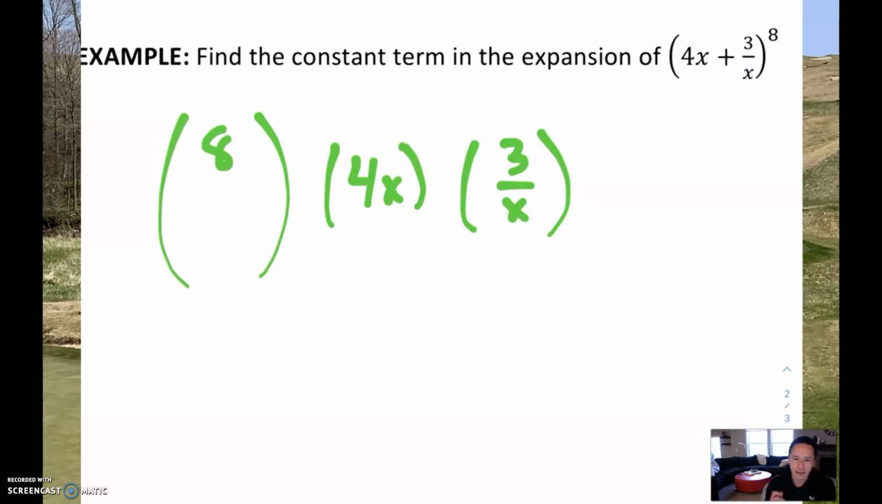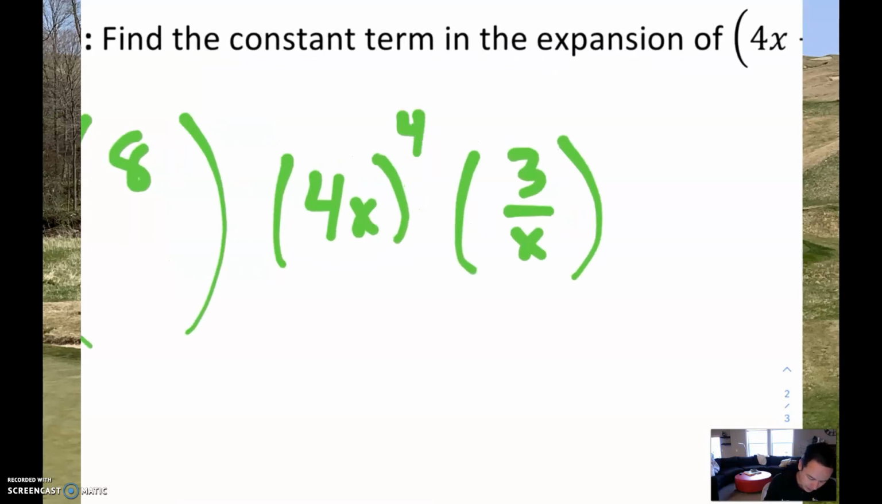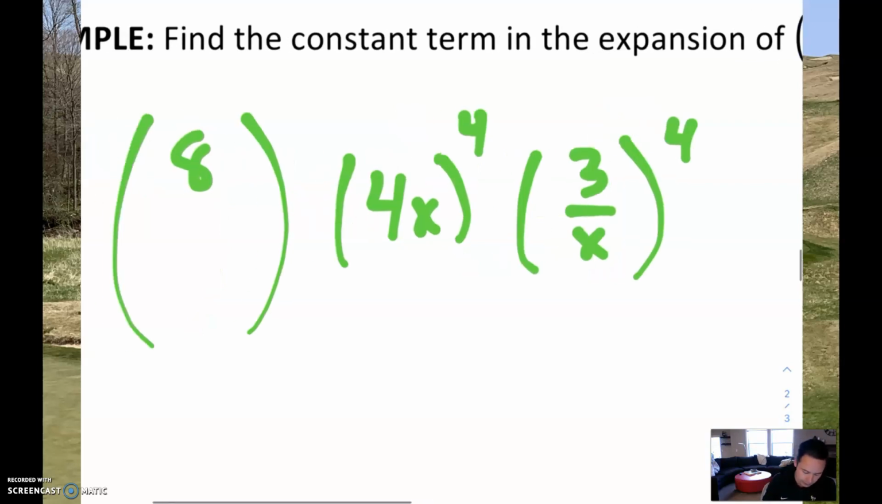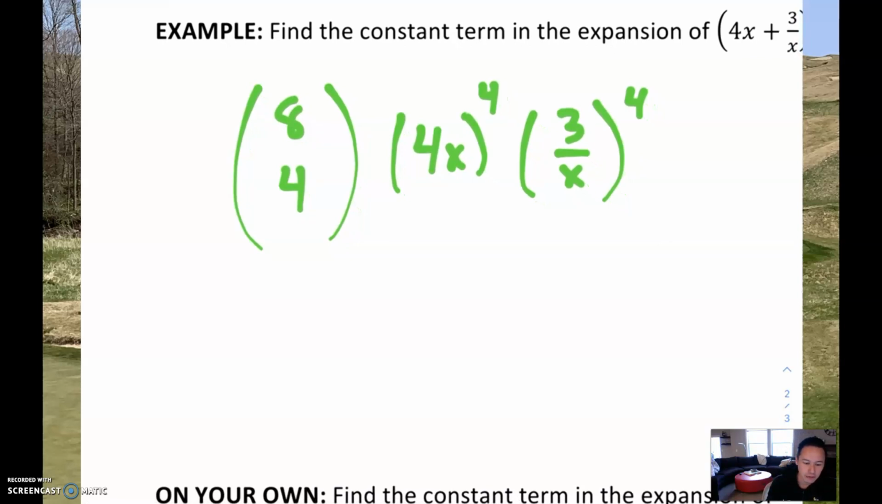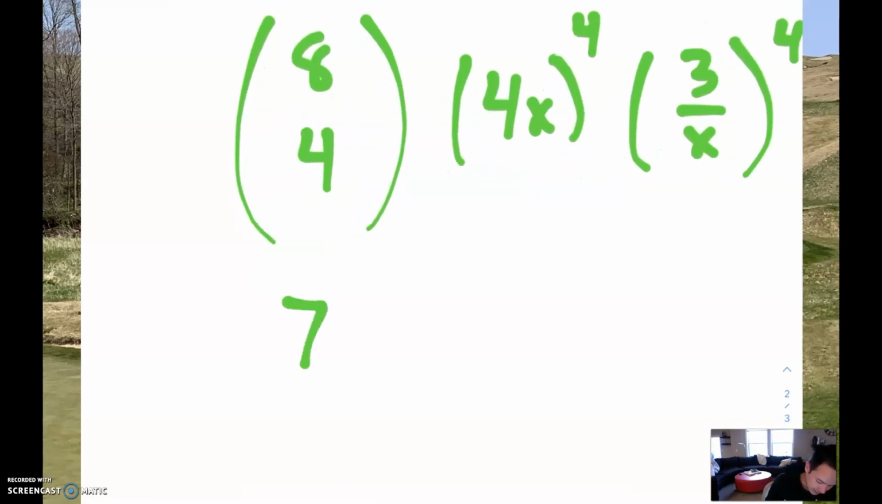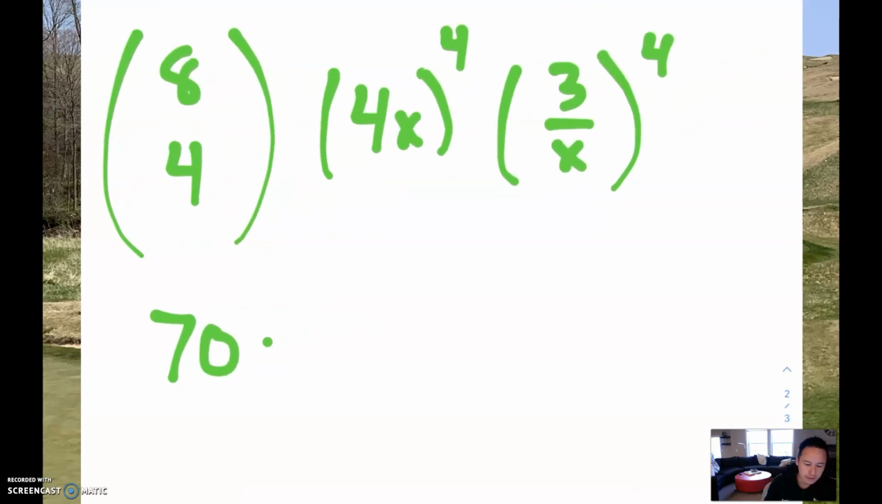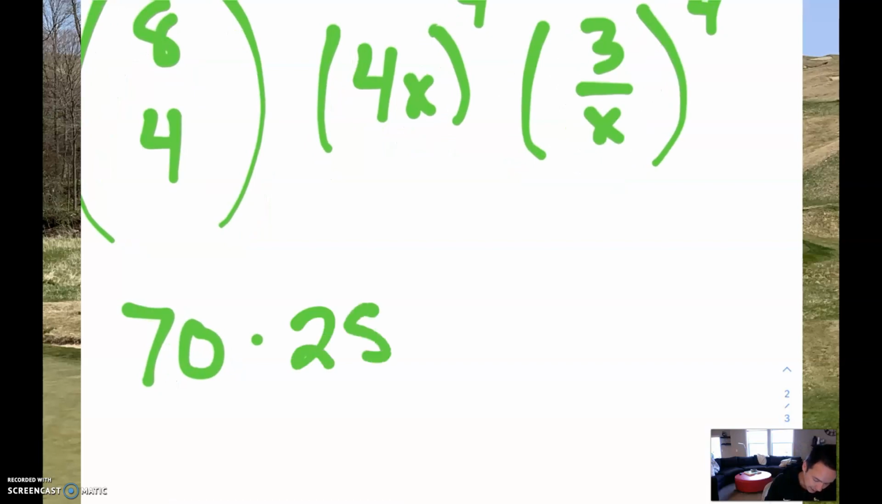Now, if you remember from earlier, the constant term is the one where all the variables disappear. They go away. So in this case, we have to come up with a set of numbers here where the variables on the top and the variables on the bottom will disappear. And in this one, it's not so bad. I think maybe you realize this will be a 4 here and a 4 here, because you're going to have x to the 4th on the top and x to the 4th on the bottom, and then they just end up canceling out. So since this one's a 4, we're going to put a 4 down here as well. And let's go ahead and see what happens when we simplify. If we do 8 choose 4, that's going to be a 70. And if we do 4x raised to the 4th power, it's 4 times 4 times 4 times 4, that's going to be 256 x to the 4th.